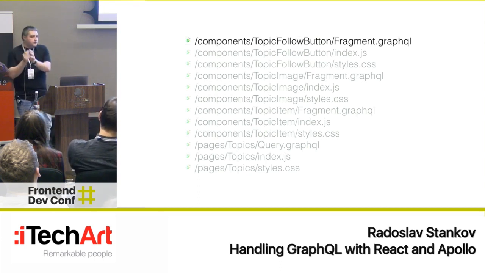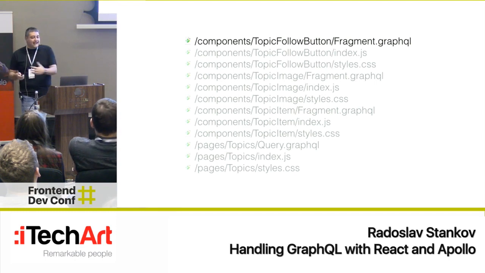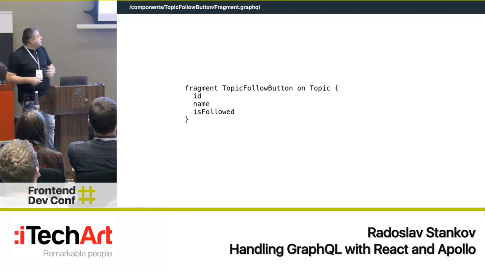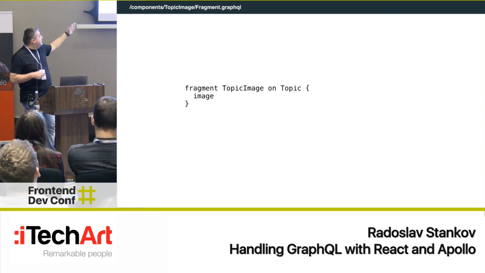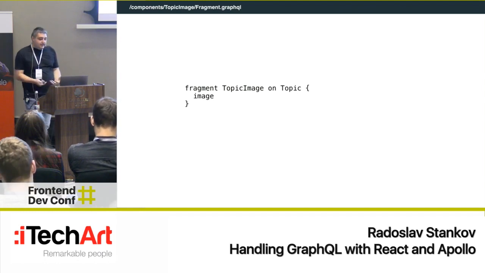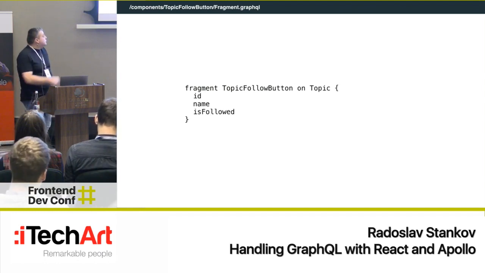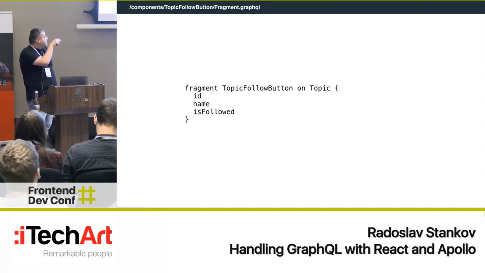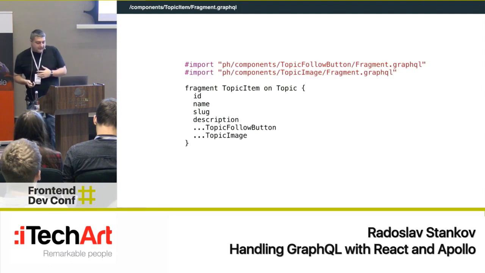Because they're tied together, only the button knows about the exact fields it cares about. So this is the topic image. Topic image, just as we said, we need an image. For the topic follow button file, we need the ID, the name, and is followed.